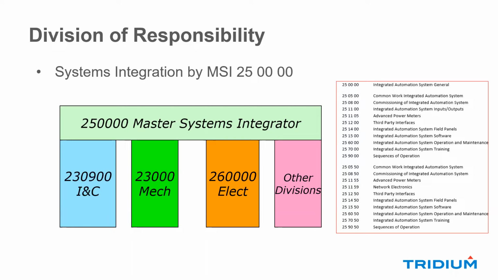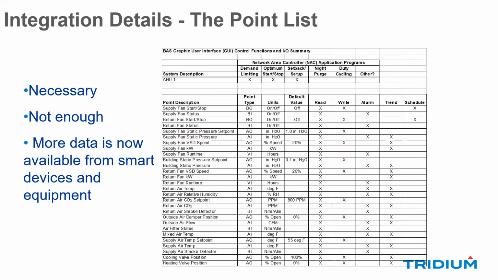And you can see on the right-hand side, there's a lot of different divisions just within 25, right? In addition to what work you might see in a Division 23 INC spec as well. So how do we define points, and how do we start to define integration details in a specification? Well, for years, and I will say 40 years, we used a point list. Okay, very capable. We brought in points. It's necessary, but it may not be enough.